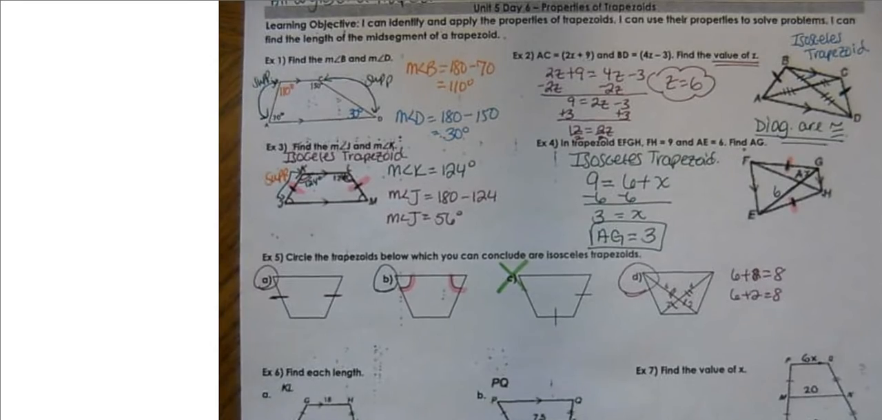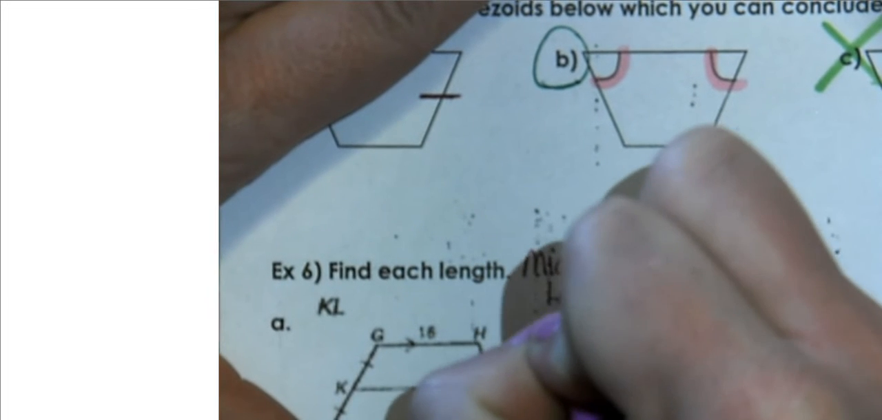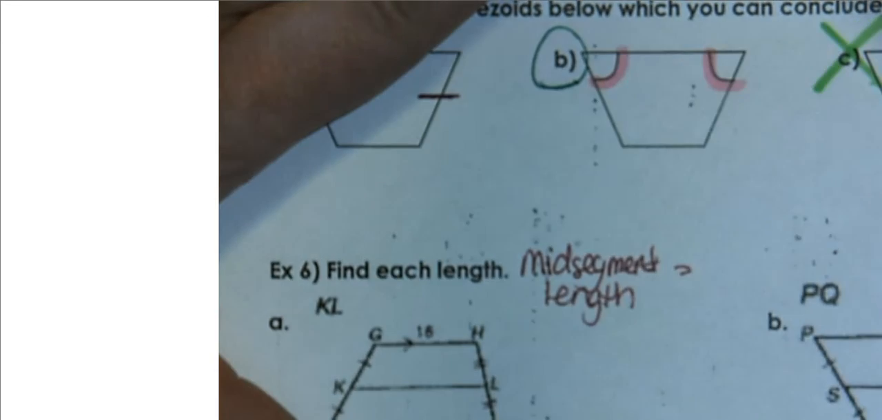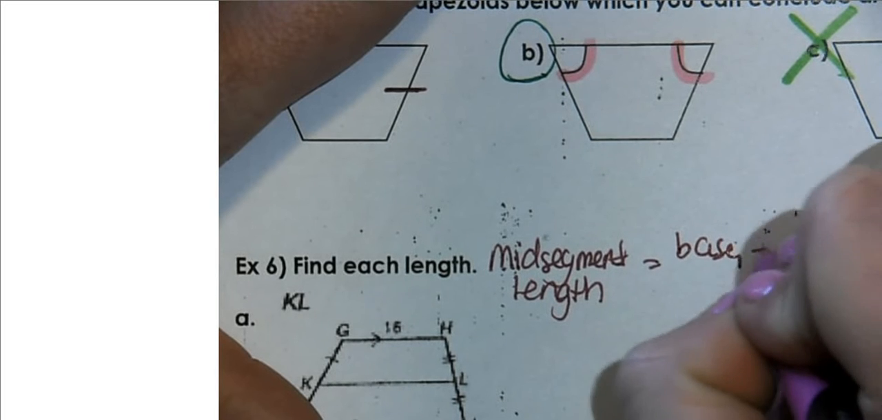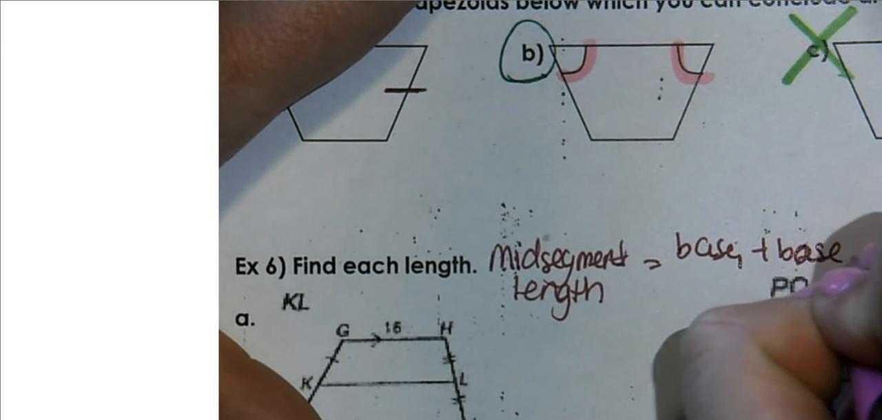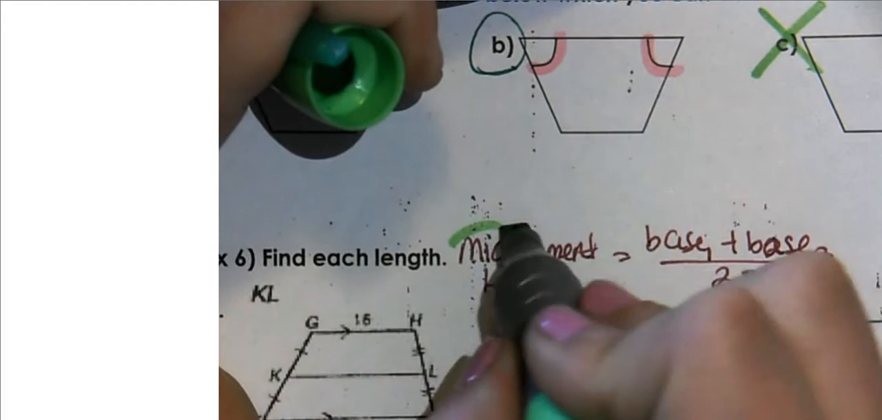Now, letter number 6, we're going to be working with mid-segment. And the mid-segment theorem, once again, I'm going to write that down really quick, is that the mid-segment length is equal to the length of our bases, so base 1 plus base 2, divided by 2. So we are cutting it in half. That is our mid-segment theorem for a trapezoid.